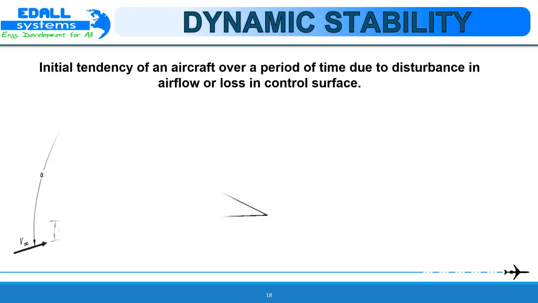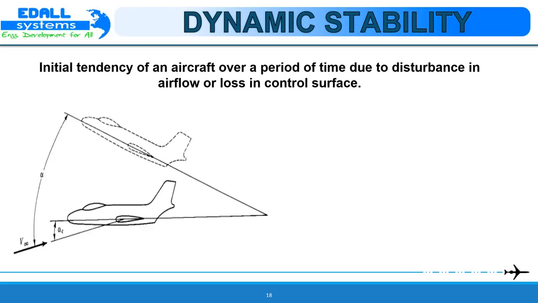Consider an airplane flying at an angle of attack alpha e such that its moment about the center of gravity is zero. The airplane is therefore in equilibrium at alpha e. In this situation, it is trimmed and alpha e is called the trim angle of attack. Now assume that the airplane is disturbed to a new angle of attack alpha as shown in the figure. The airplane has been pitched through a displacement alpha minus alpha e.